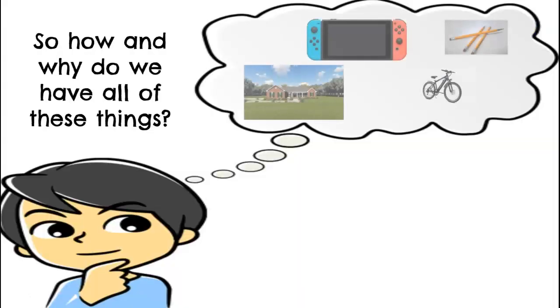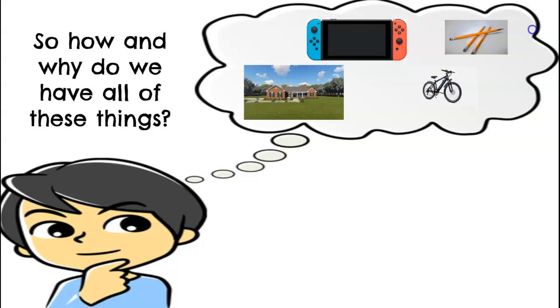The question is, how and why do we have all of these things? At one point or another, somebody had a problem that they had to solve, and these things came about. For instance, somebody needed shelter. That means a place to stay, so they had to build a home. Maybe somebody needed a quick way to get around. Then they invented the bike. It was a problem that was solved.